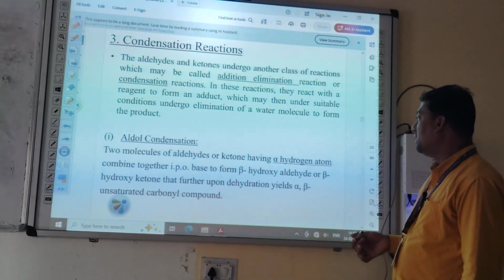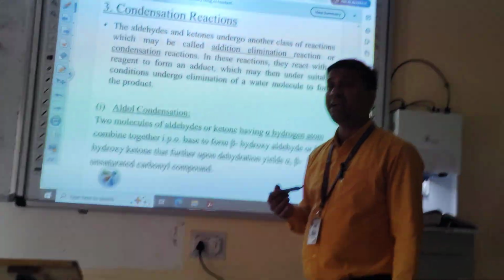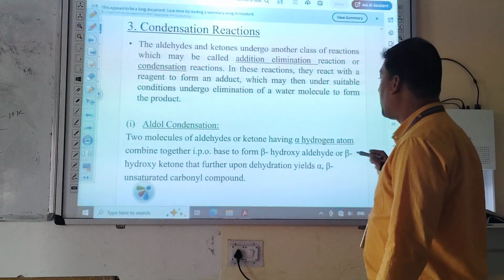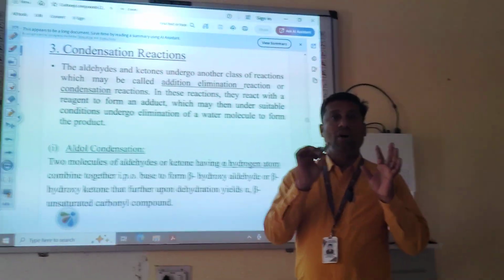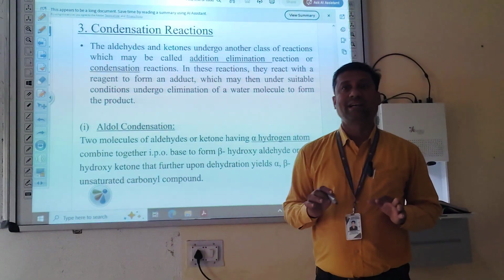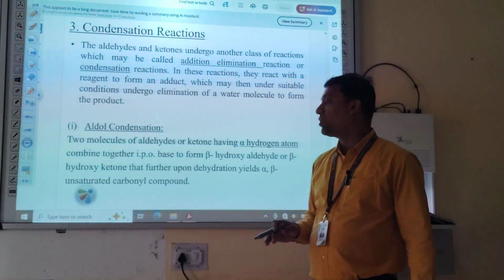That will undergo further dehydration. Further dehydration of the product will result in the alpha beta unsaturated carbonyl compounds. The double bond is present between the alpha and beta carbon. That's why it is known as alpha beta unsaturated carbonyl compounds.